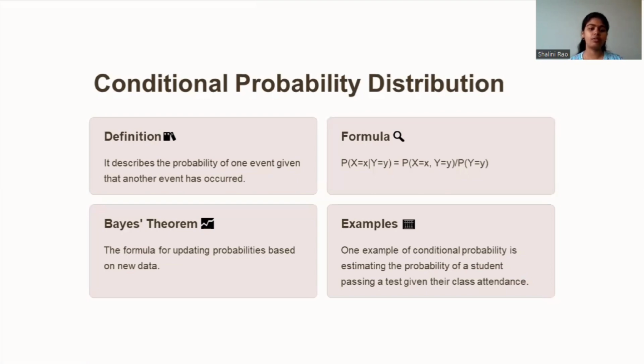Definition: it describes the probability of one event given that another event has occurred. Formula: P of capital X equals x given capital Y equals y is equal to P of capital X equals x, comma, capital Y equals y, divided by P of capital Y equals y. Bayes theorem: the formula for updating probabilities based on new data. Examples: one example of conditional probability is estimating the probability of a student passing a test given their class attendance.